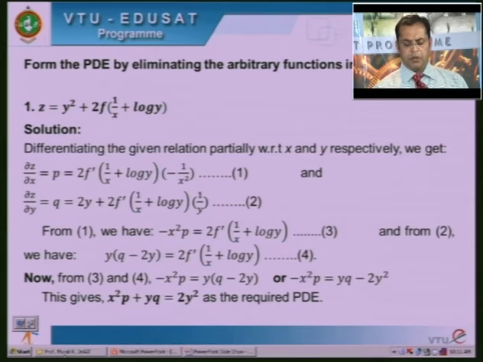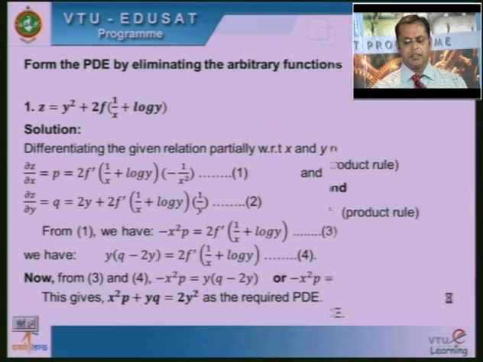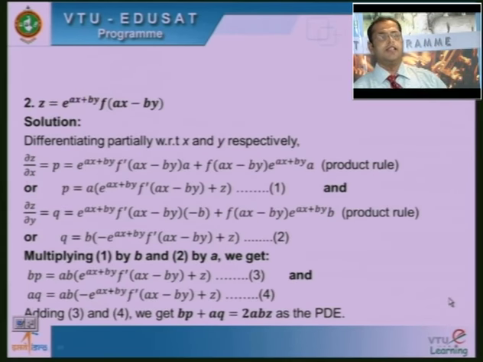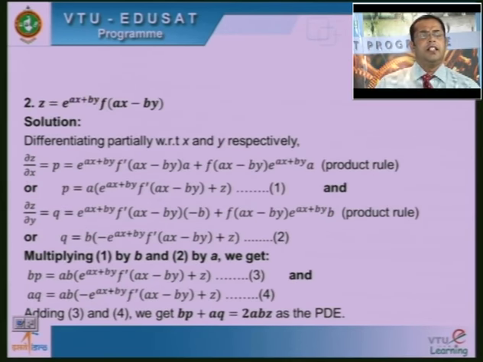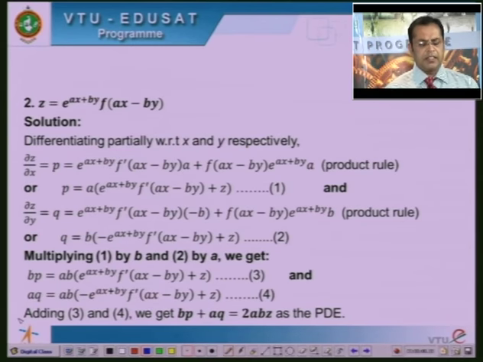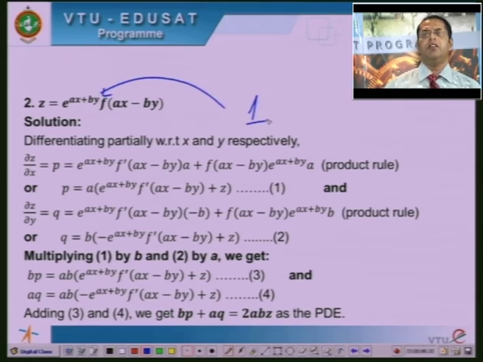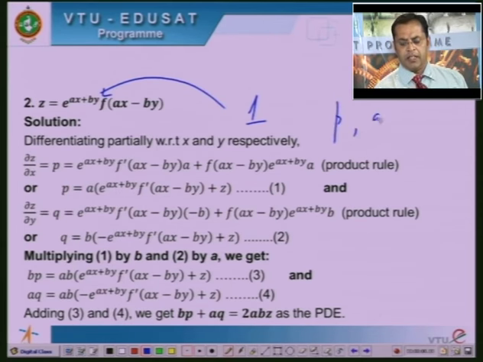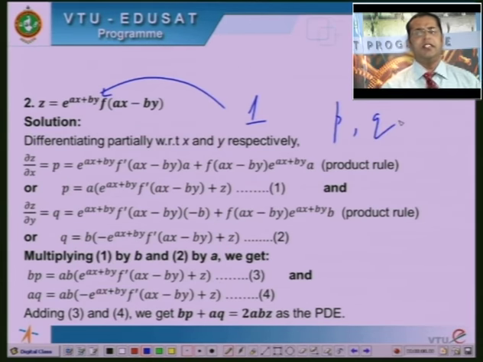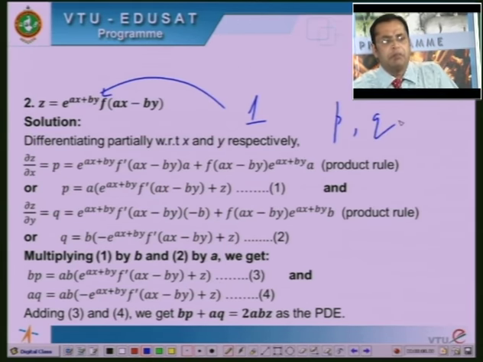Let us go to the next example. This again concerns the elimination of a single function f. So, again by our earlier notations, if we remove this f, I should get a PDE of order 1, meaning the partial derivatives present in the final expression should contain only p and q. This you must remember, friends. Do not try to differentiate the expression more than the required number of times.